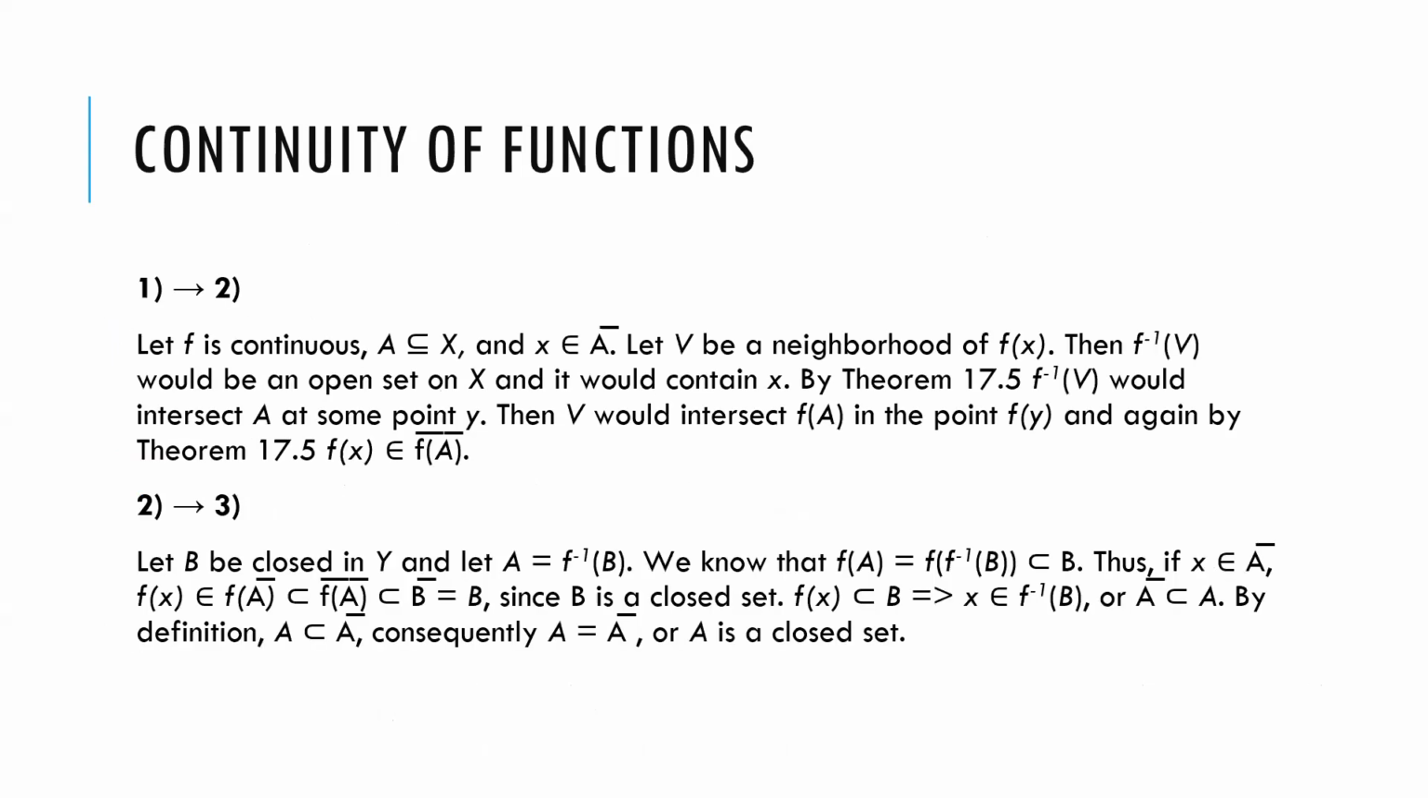So when we prove that 2 follows from 1, that from the fact that f is continuous, it follows that for every subset A of X, f of the closure of A is a subset of the closure of f of A, we can do it in the following way. If f is continuous, A is a subset of X, little x belongs to the closure of A, and V is a neighborhood of f of x.